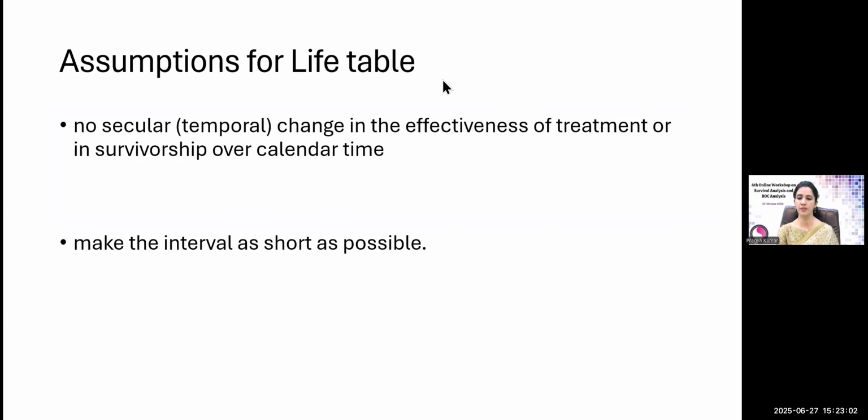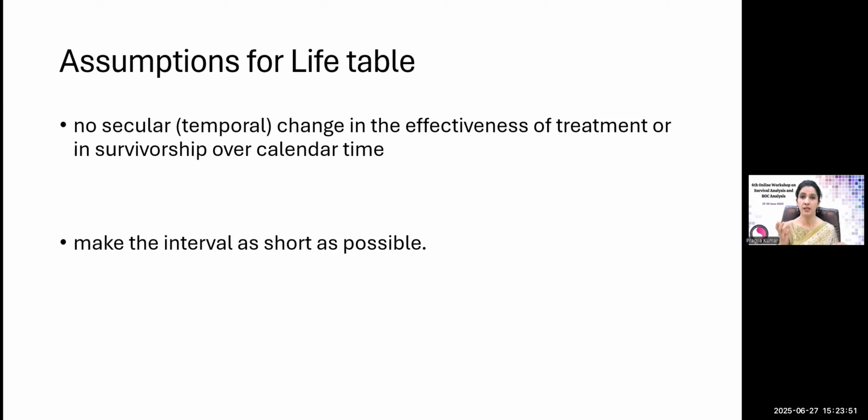Now, there are some assumptions of this life table. In the assumption, you assume that there is no temporal change in the effectiveness of treatment or in survivorship over calendar time. We will discuss this temporal change in detail when we go to survival and Kaplan-Meier. But for the time being, temporal change means that if you are following a particular set of people for, let's say, 5 years, during that period you assume that there's no change in the diagnostic modality of the disease, because if there is a change in diagnostic modality, definitely it will impact your left censoring.